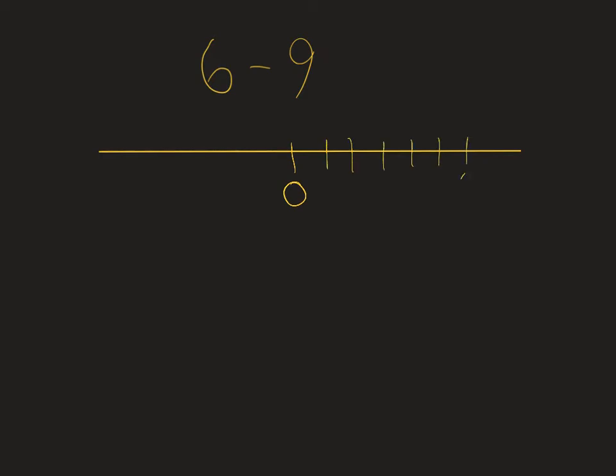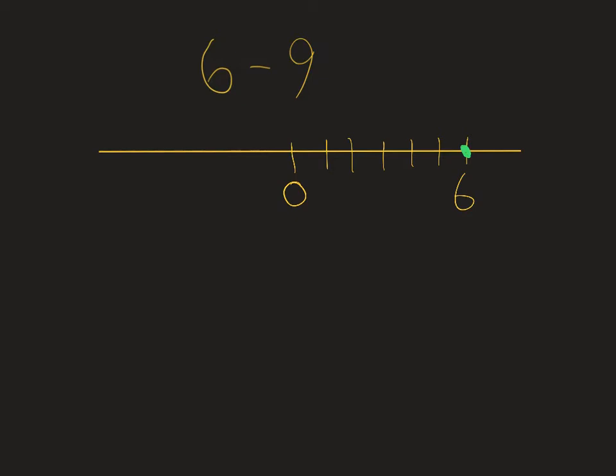Let's say we've got 6 minus 9. Zero, 1, 2, 3, 4, 5, 6. That's our starting point, because we started at 6, we've got 6 to begin with. It's like saying I have $6 minus 9, meaning I want to buy something that costs $9. I've got to subtract $9 from my wallet.